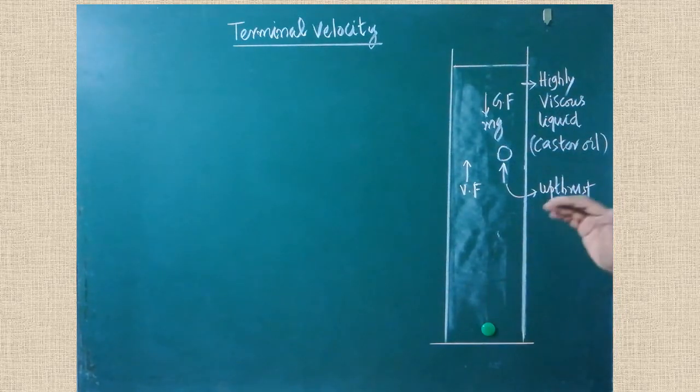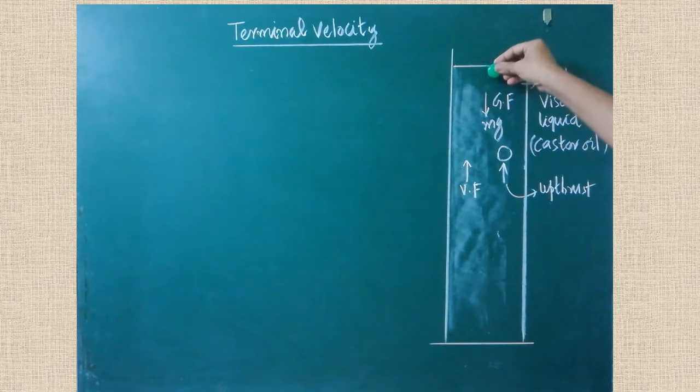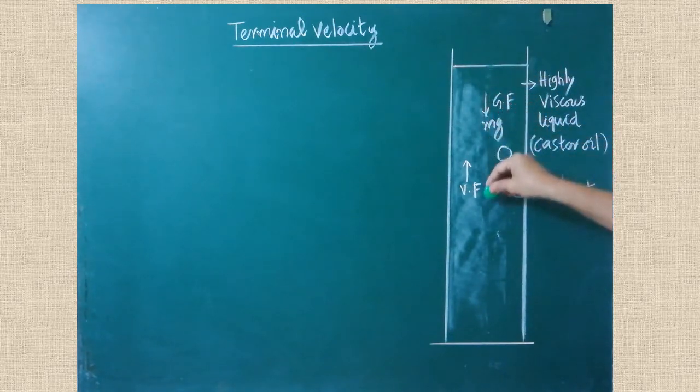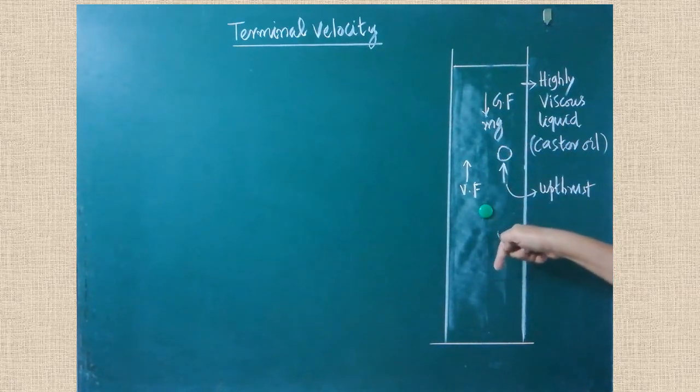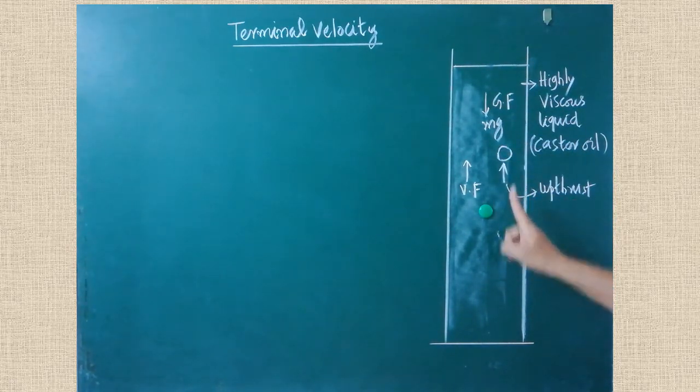How does it attain the terminal velocity? That we are going to learn now. Here, initially it is moving very fast. After attaining a particular stage, what happens? The net downward force will be balancing with the net upward force. Are you clear? Again I will repeat.